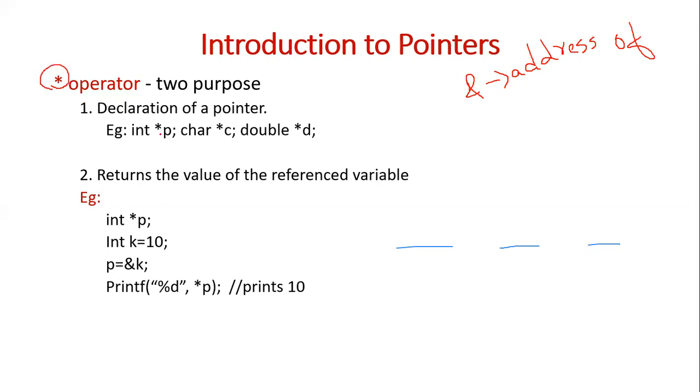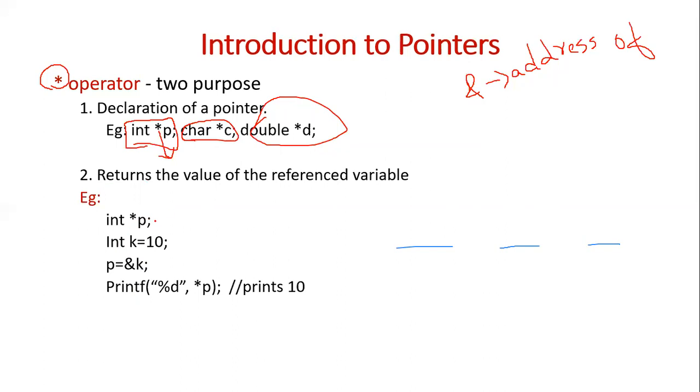So here, int star p, the star does not refer to value at. Here star means that p is a pointer. P is a pointer to an integer. Char star C means that C is a pointer to a character. Double star D means that D is a pointer to a double. So here the star operator is used to declare pointers. But there is another usage of star.